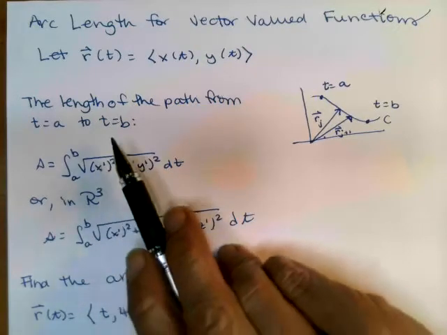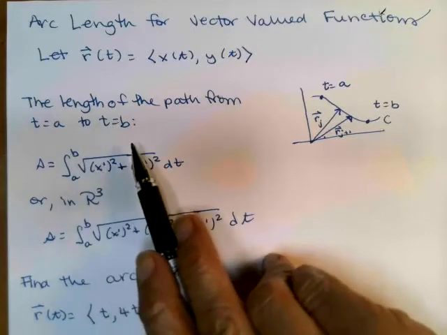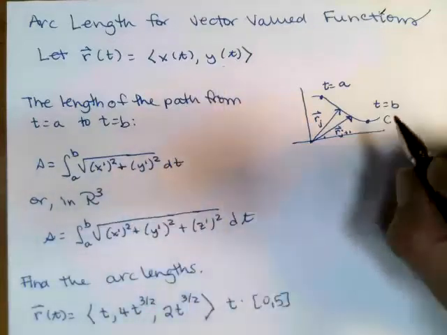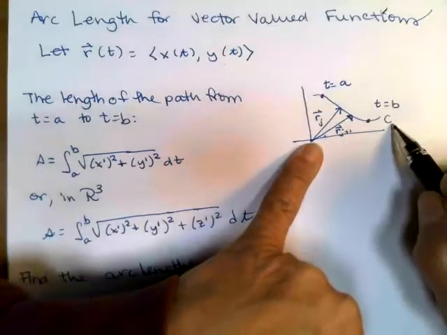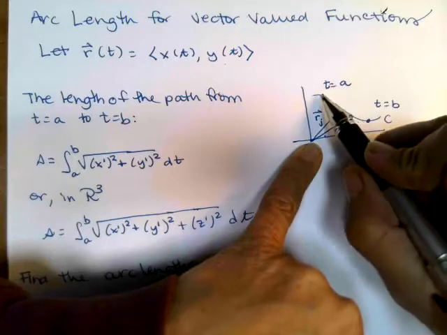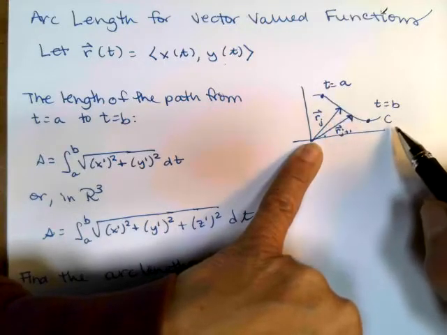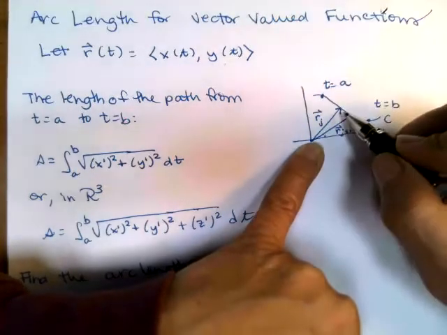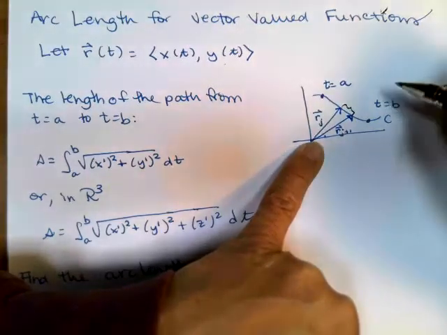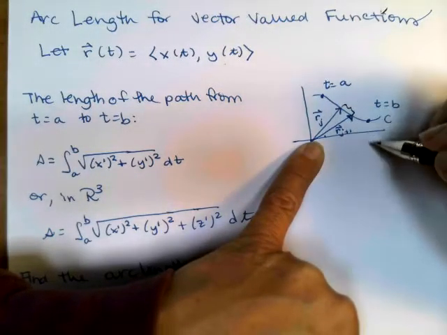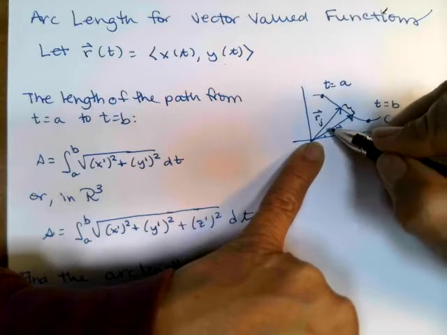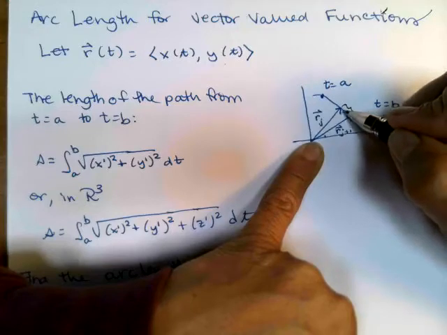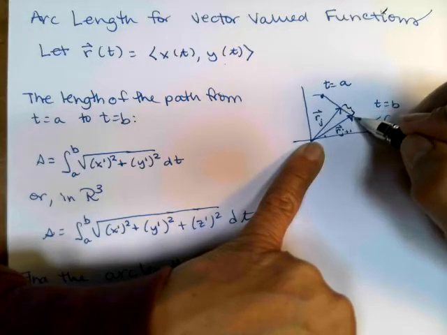So if we're thinking of the length of the path from t equals a to t equals b, but our function is defined with these vectors. So remember, here's our path C being traced out by the tips of the vectors as the vector moves from time t equals a to time t equals b. And so this little chunk right here is that little chunk of the change in r over the change in t. So as time changes from a_j to a_j plus 1, your tip is going to trace out this little chunk of the path.